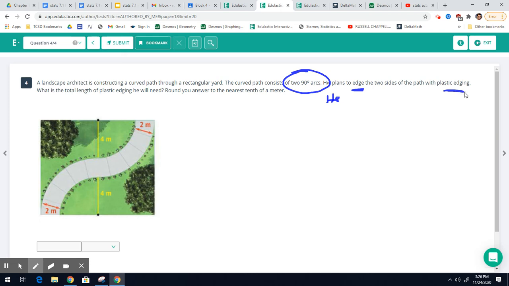Let me tell you, plastic edging, the worst. I have this little walkway in my backyard. Every year it pops up. I got to dig it out, put it back down. It's so hard to work with. So not for me.